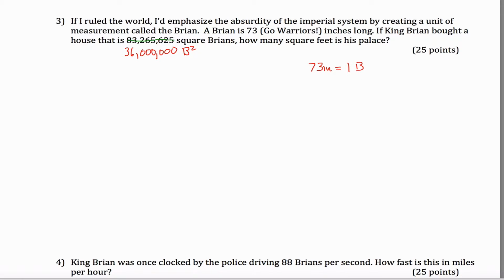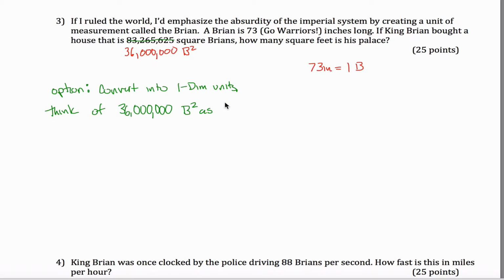Fine. So a couple different ways you can solve this problem. Option 1, the idea here is to kind of convert into one-dimensional units. All of my conversions between inches and Bryans and between inches and feet are one-dimensional conversions. But this number is a two-dimensional number. So one way I can do this is I can think of 36 million Bryans squared as the area of a square with sides. The square root of this number is 6,000.